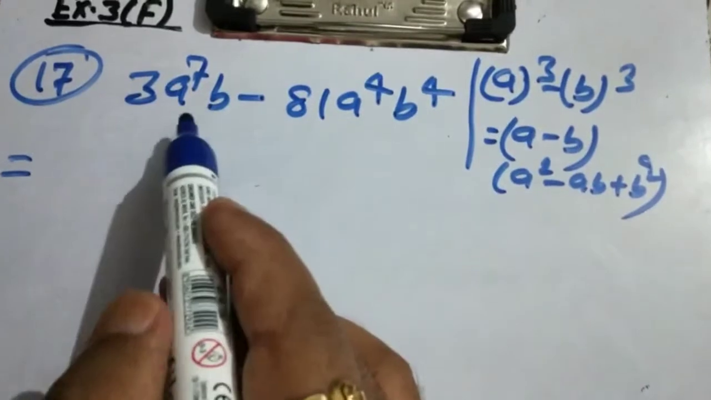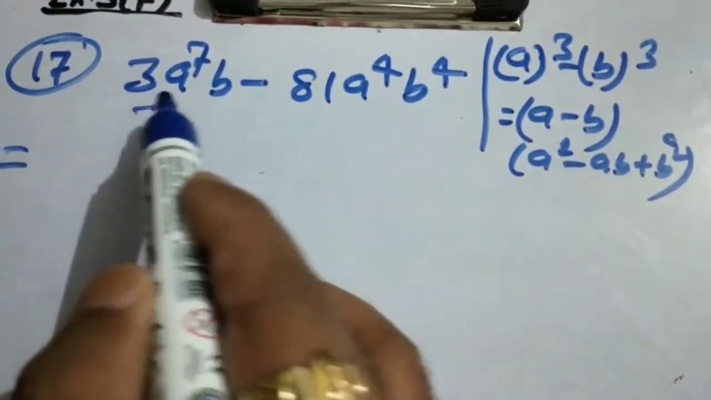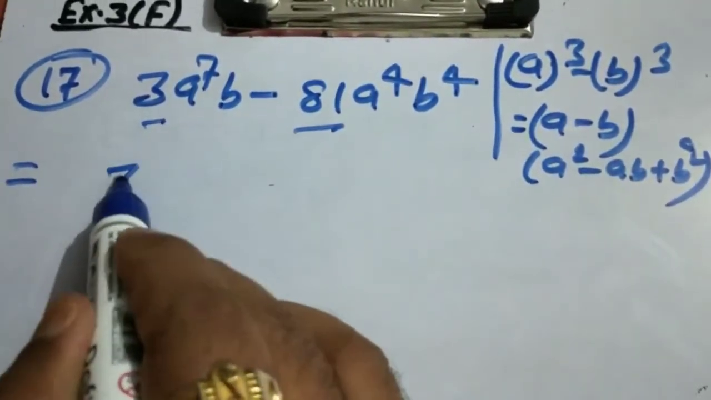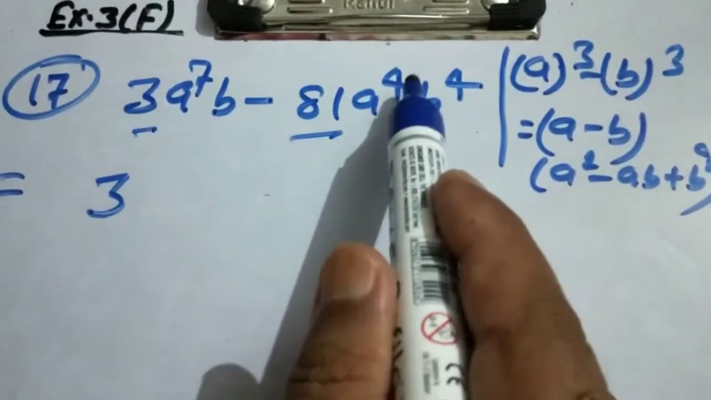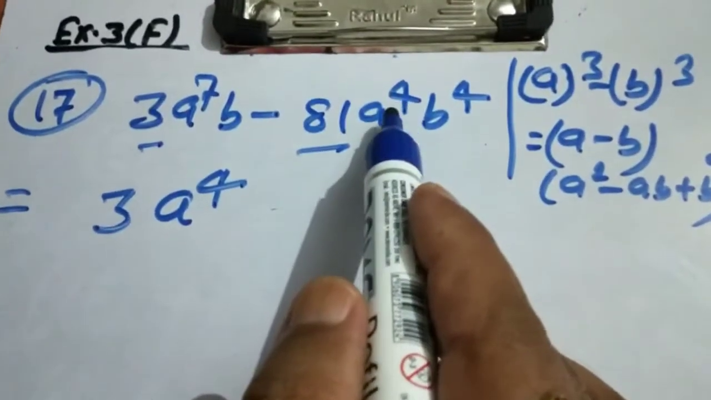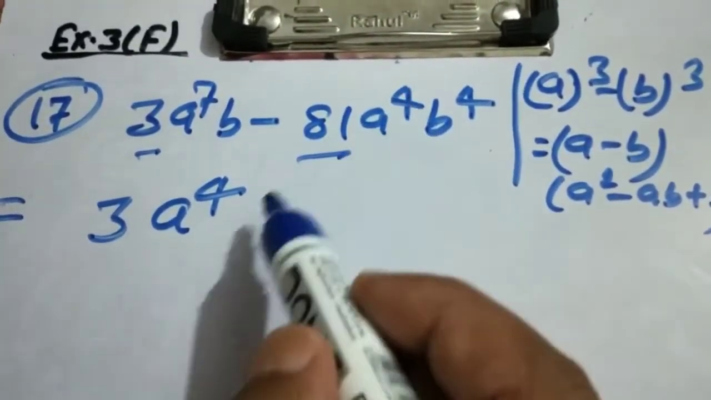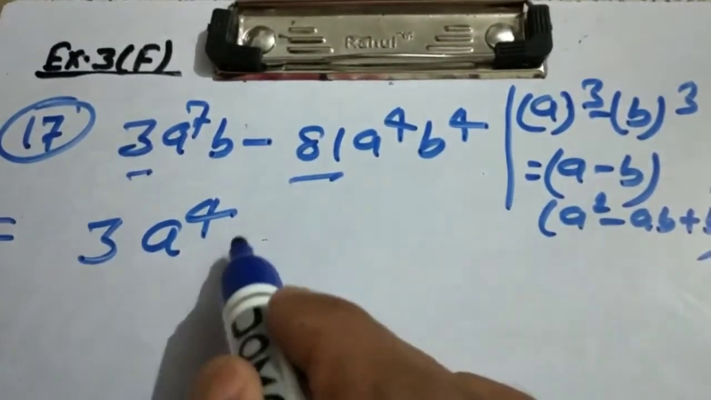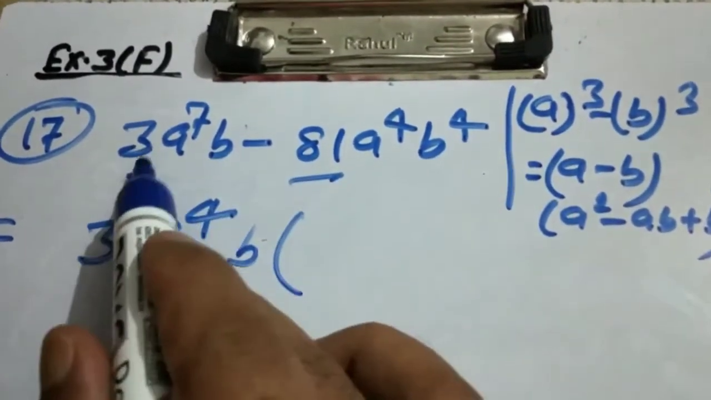Let us factorize it. We have to factorize it, so we can see 3 is common in both the terms. So take 3 as common first. Now a power 7 is here and a power 4 is here, so a power 4 will be common. The lowest power of a will be common, and the lowest power of a is a power 4. And b power 1 is here and b power 4 is here, so b power 1 will be common.